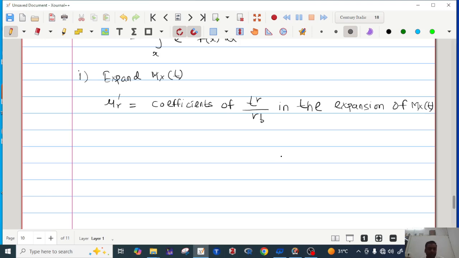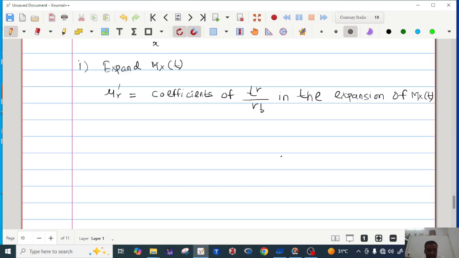What we have to do is, for a continuous random variable, first obtain the MGF and expand it. After expansion, the coefficients of t raised to r upon r factorial are our raw moments. And once you get the raw moments, there are some relations between the raw moments and central moments, and by using those relations you obtain the central moments. This is one way, and another way is by differentiation.